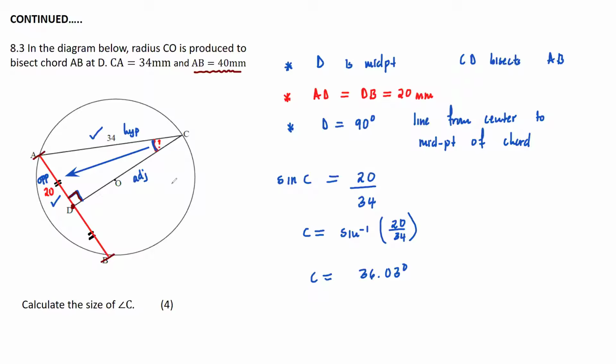No, D is not an angle in the semicircle. AC is not a diameter. It's not a diameter right there.